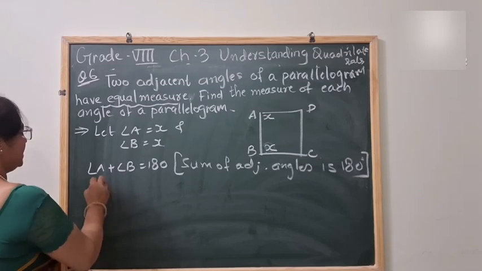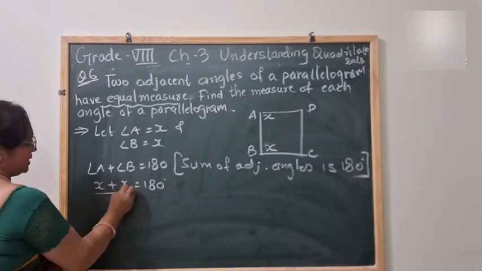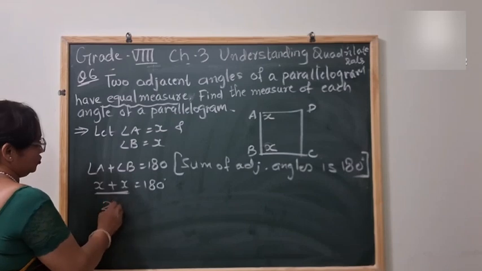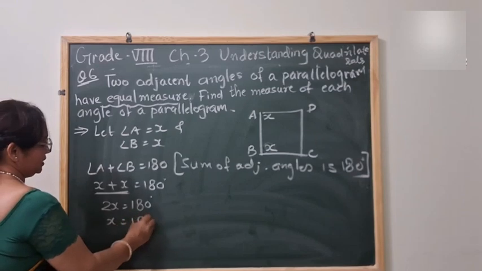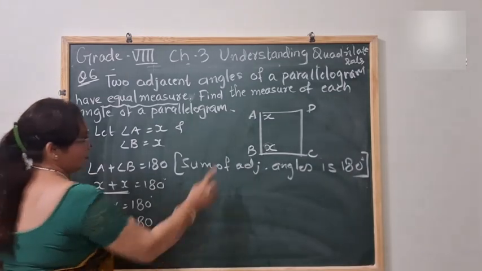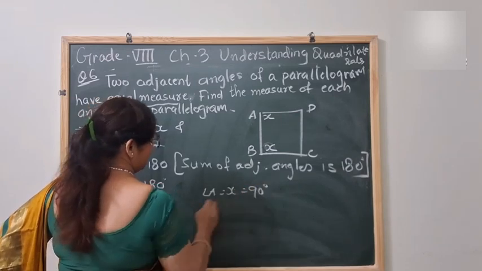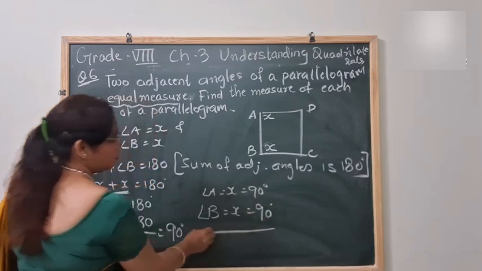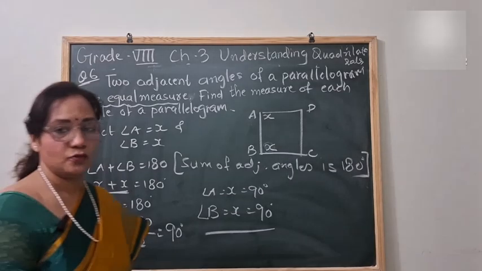Okay. So x plus x is equal to 180 degrees. x plus x will give you 1 plus 1, 2, so 2x is equal to 180. x is equal to 180 divided by 2, which is 90 degrees. So here angle A is equal to x is equal to 90 degrees. Angle B is equal to x is equal to 90 degrees. Okay, students. So here question number 6 is done. Please check your answers. Moving on to the next question.